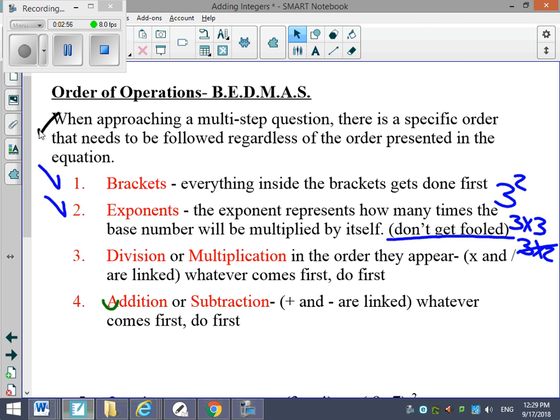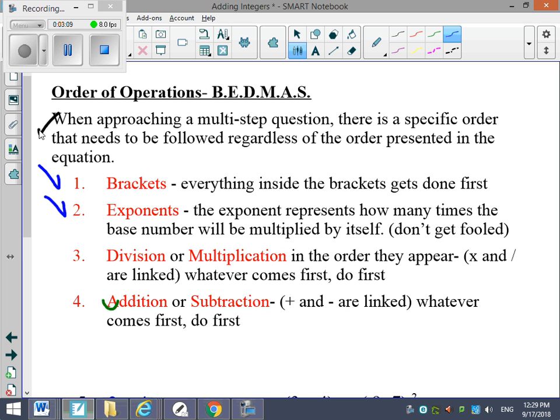After we get through exponents, there's a little bit of a choice, but it's not much of a choice. In a question, you will do the division or the multiplication in the order they appear. Meaning, if the division part was before the multiplication, you would do the division first. But in that same line, if the multiplication was before division, you would do it first. So these two in our acronym are interchangeable.